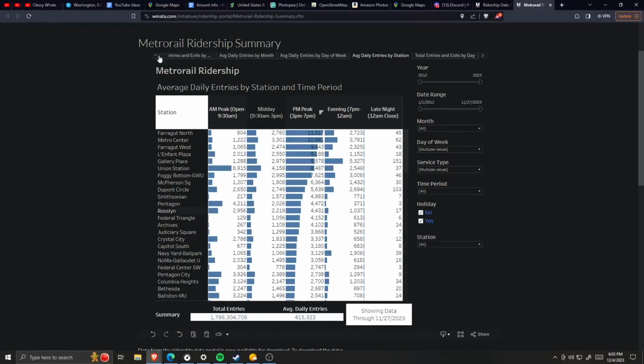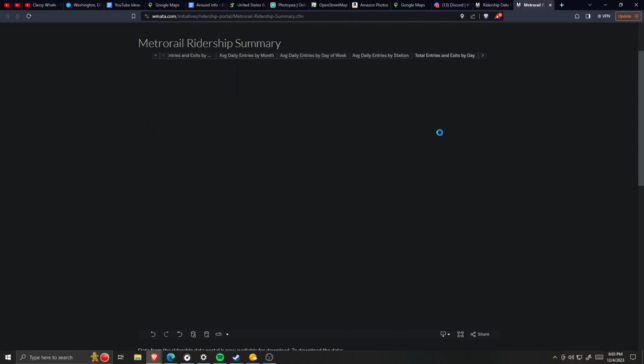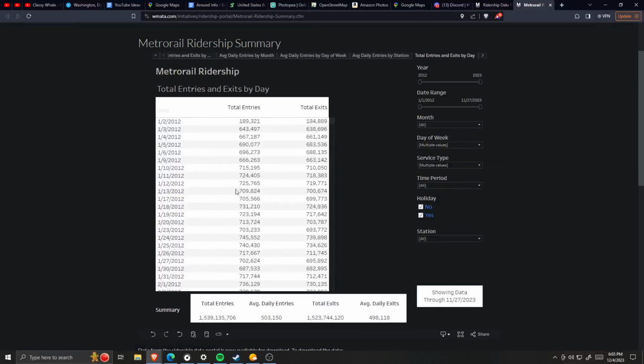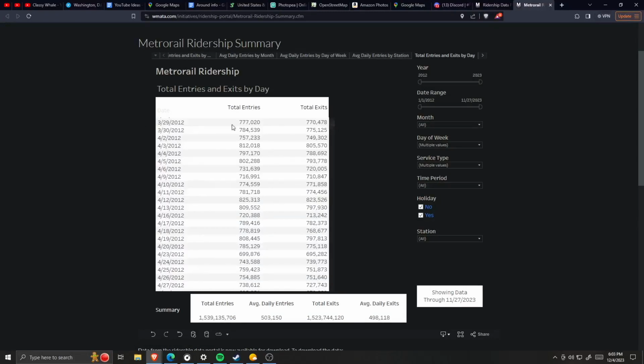But that's pretty much it. I mean, there's a ton more different things you can do. For example, this is the ridership per day. Each day, April 2nd, 2012, April 3rd, 2012. And if we choose days of week, and select only Wednesdays, then we can just look at the Wednesdays.